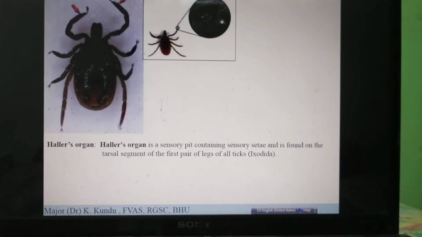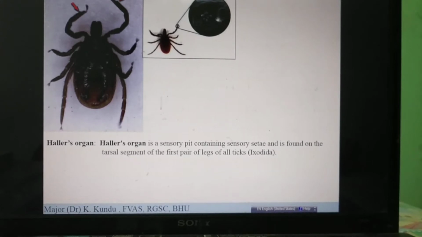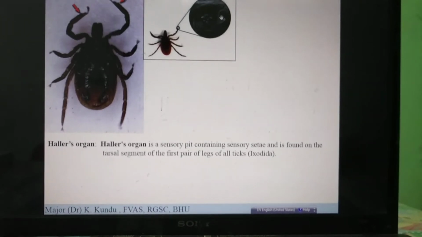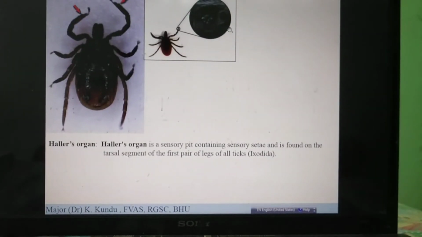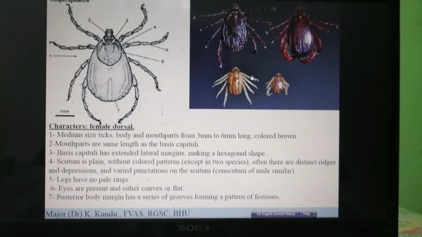You can see the electron micrograph. This is the first tarsus on both the legs, and in that you can see the electron microscopic picture of the setae. Now these setae or hair-like structures are sensory in nature. With the help of this Haller's organ, the tick can sense the host. So this is mainly for sensing the host. Okay. Now let us come to the ticks one by one.